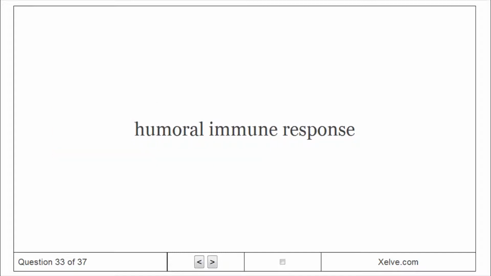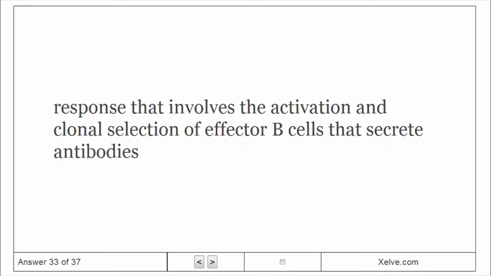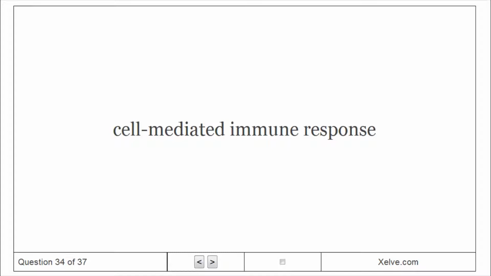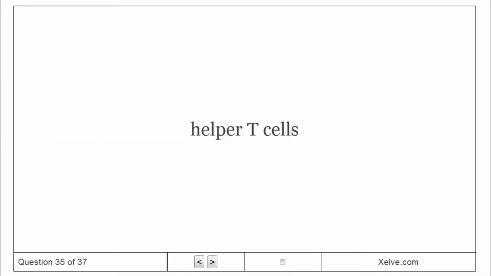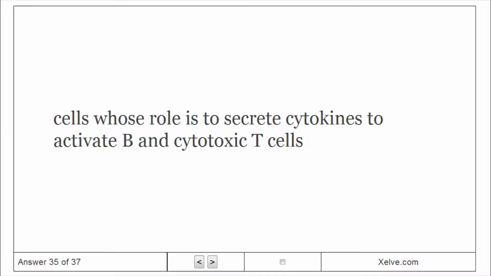Humoral immune response. Response that involves the activation and clonal selection of effector B cells that secrete antibodies. Cell-mediated immune response. Response that involves the activation and clonal selection of cytotoxic T cells. Helper T cells. Cells whose role is to secrete cytokinase to activate B and cytotoxic T cells.